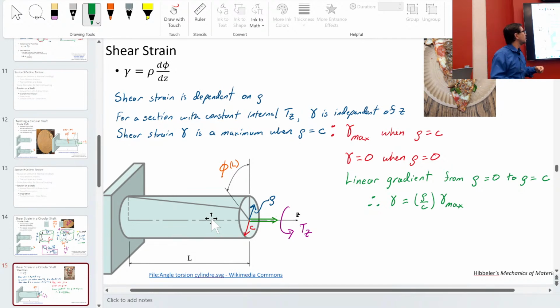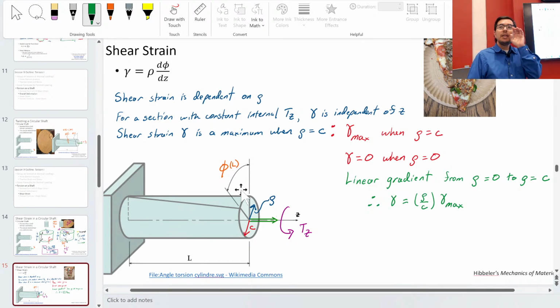Just so I understand it right, along that line, the shear strain is equal? Yes, along the z-axis, at a given radius, the shear strain is going to be the same. But the angle of twist keeps building up. Now, we'll talk about angle of twist on Thursday, so that won't be on your exam.